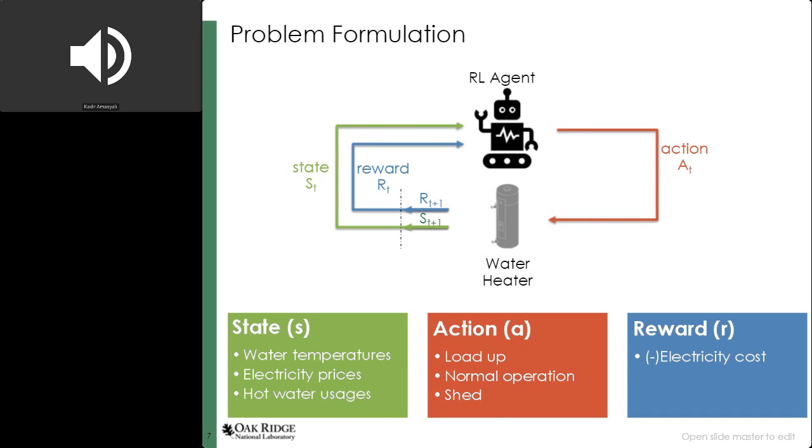If we go back to our Markov decision process, for this particular problem, we have an RL agent and a water heater. The RL agent regularly sends actions to the water heater. These actions can be a load up command, normal operation command, or shed command. The RL agent takes this decision based on the state variables taken from the water heater. These state variables can include water temperatures, electricity prices, and hot water usage. After we execute each action, we observe an electricity cost, and this is our negative reward, or we can call it a penalty. The RL agent is trying to minimize this cumulative penalty in the long run.